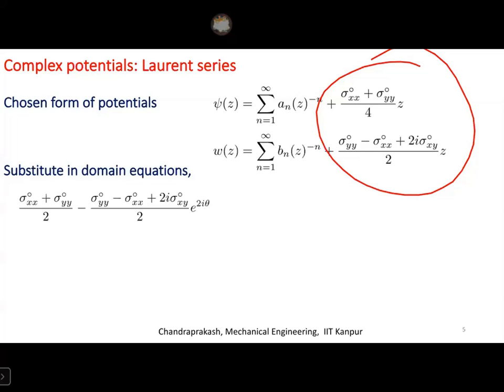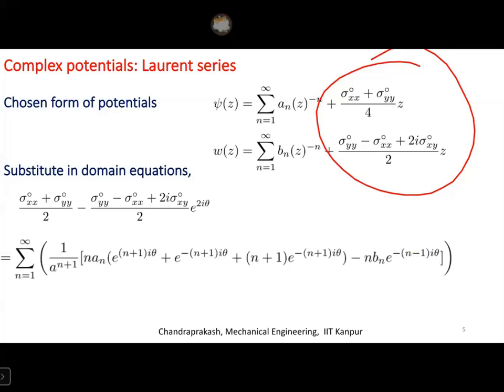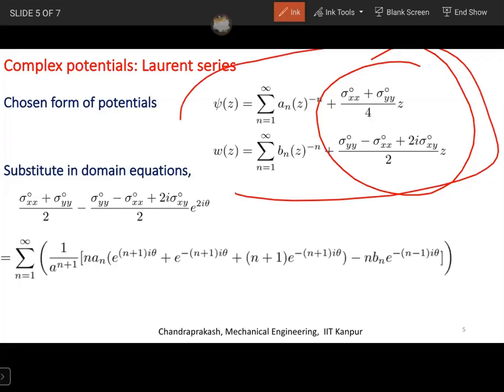So let's proceed. So these are the general expressions, and I'm going to substitute them in the boundary condition. I have substituted the chosen form for this problem for psi and W in the last equation of slide number 4, which is the traction boundary condition. That is the only condition which we have. Okay, nothing else is there.